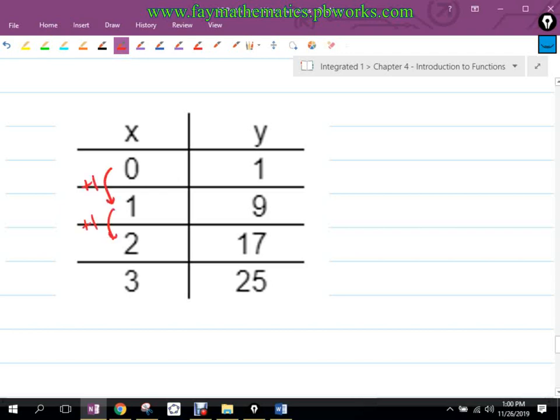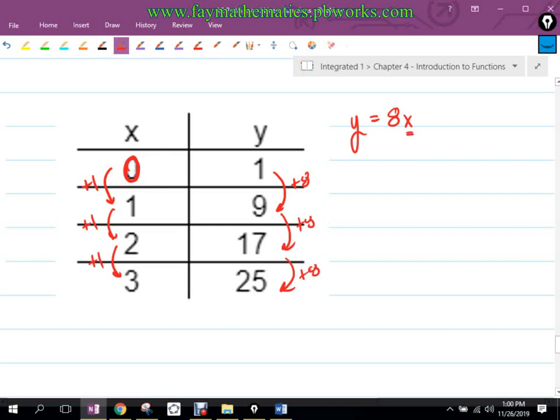Are these increasing by 1? Plus 1, plus 1, right? Okay. What are these increasing by? Eight. So plus eight, plus eight, plus eight. Is that okay with everybody? Yeah. So I'm going to write y equals, what am I going to write first? Eight x.